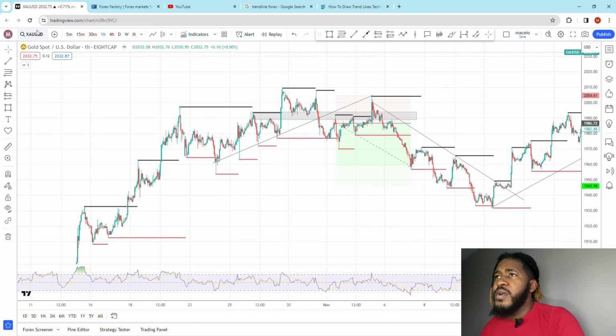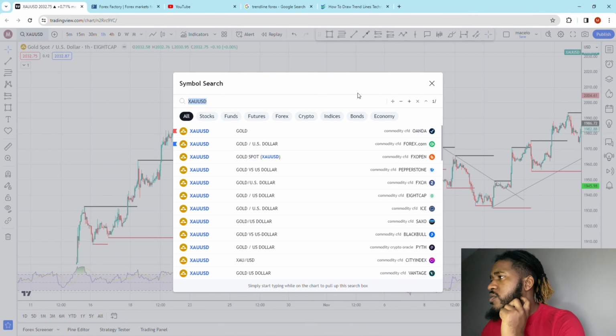Yeah, so last video we talked about trend lines. This video we're going to talk about identifying zones, support, and resistance. So, without further ado, let's get into it. I'm going to use the Google chart.